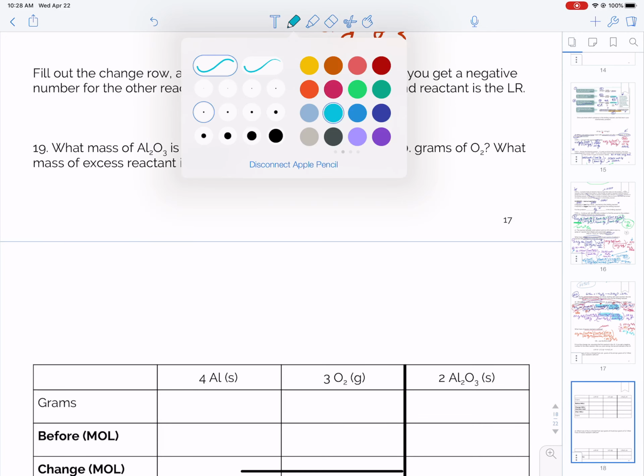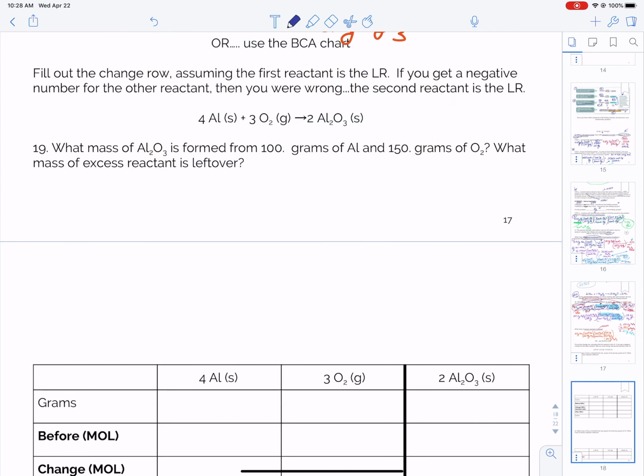This video, we'll call this video 7B. This is the third way of doing a limiting reactant stoichiometry problem, and it's using a BCA chart. This is a really good method when the question also asks what mass of excess reactant is left over, because then basically all you're going to do is fill out this BCA chart completely and you're going to answer both questions. The tricky part of this is figuring out which reactant is the limiting reactant.